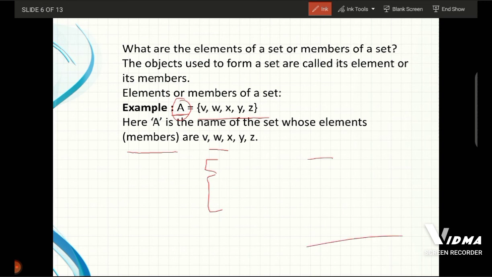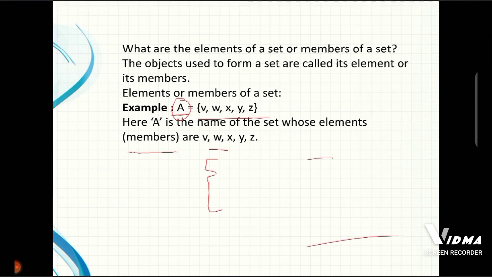In the next video we will discuss further the union of two sets and intersection of two sets.